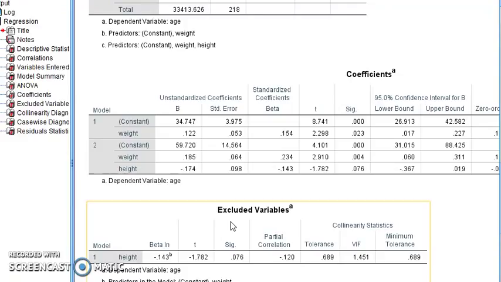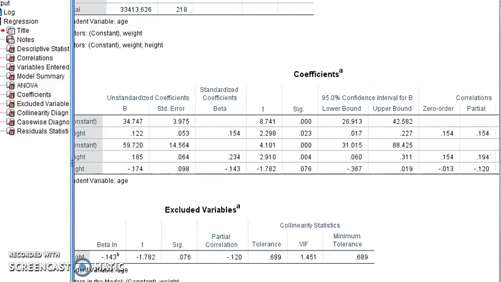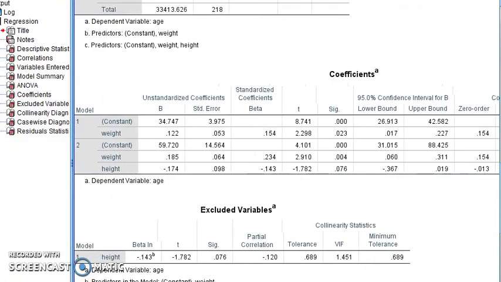If you move over to the column labeled T, we have our T statistics. Once again, looking at Model 2, which includes weight and height, we can see that we have rather small T statistics, and our significance levels are greater than 0.001. Once again, this is telling us that this model is not a really good fit. What I also want to point out is our confidence intervals, and especially the confidence interval for height.